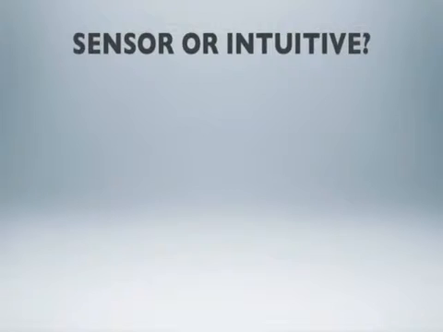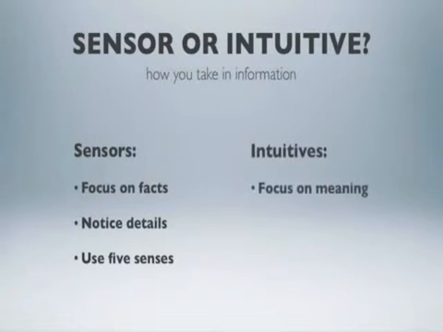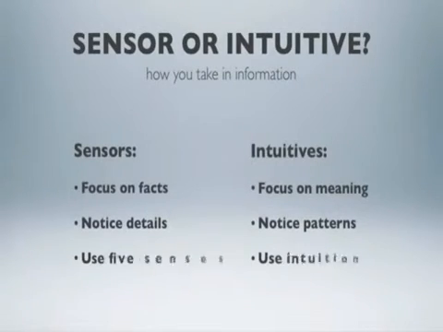The second facet, sensing-intuition, describes how you take in information about the world around you. Sensors focus on facts and details and take in information using their 5 senses. Intuitives focus on meaning, interpretation, and possibilities and take in information using their intuition. So how do you tell if you're a sensor or an intuitive?